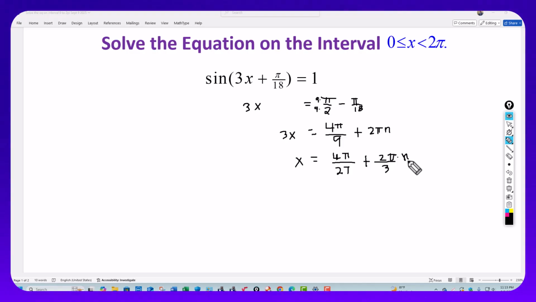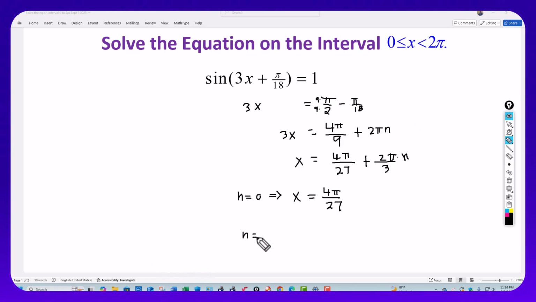0, 1, 2, 3, negative 1, negative 2, negative 3. But remember, you have to stay between 0 and 2 pi. So let's start with 0. If n is equal to 0, the 2 pi over 3 term cancels, and I'm left with 4 pi over 27. So that's one solution in the interval from 0 to 2 pi.